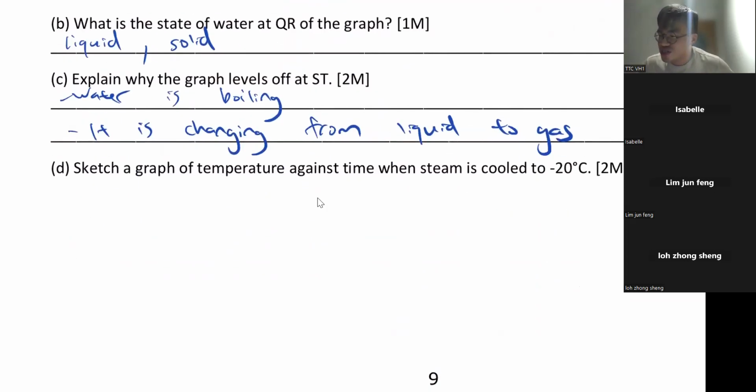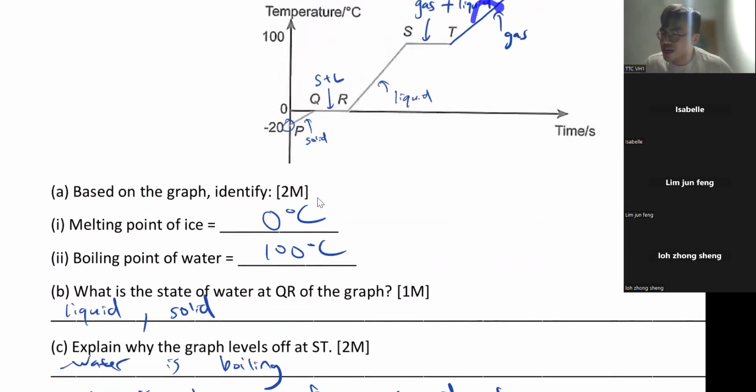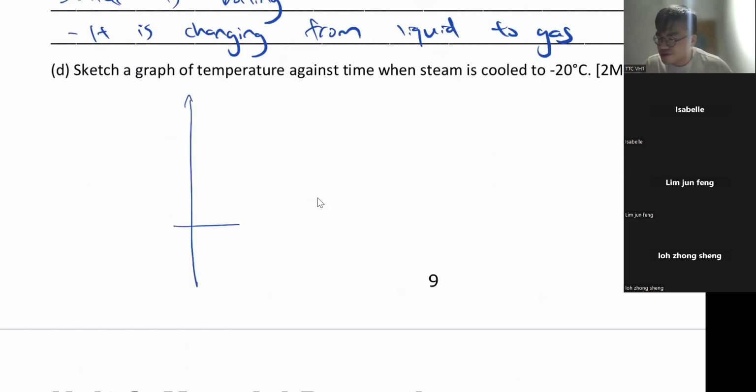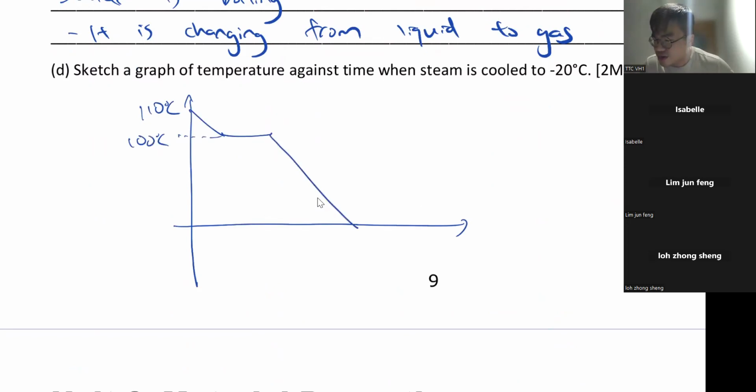Okay, sketch a graph of temperature against time when steam is cooled to -20. So now, steam is cooled to -20. You just draw the graph in reverse. We start from here. Steam is maybe 110 degrees. Okay, let me draw smaller. And then they will reach 100. Then they will stay a while. Then they will decrease again, back to 0. Then they will stay again. Then they will go down again to -20.